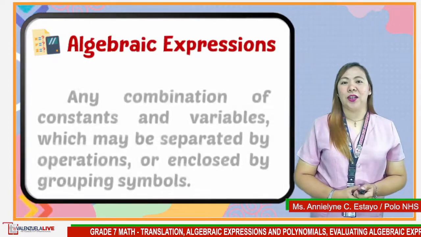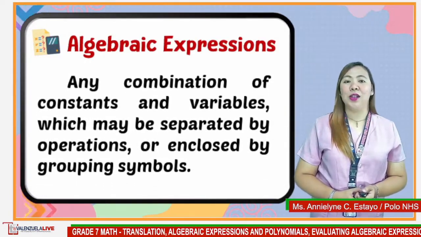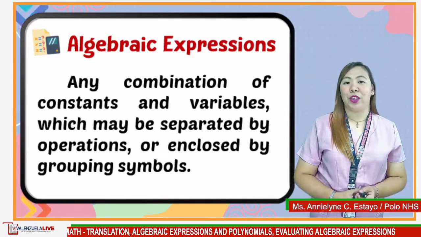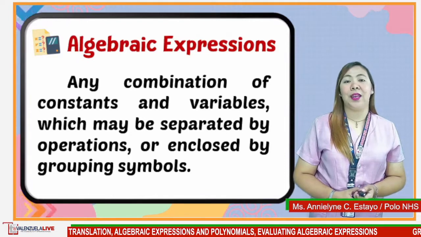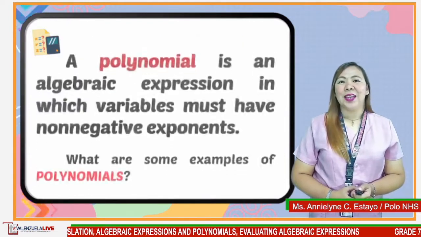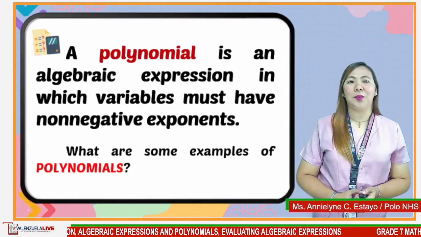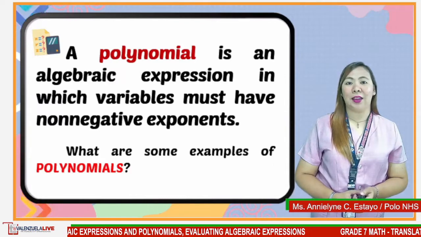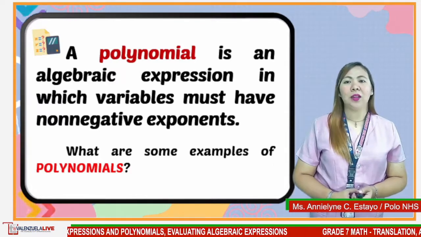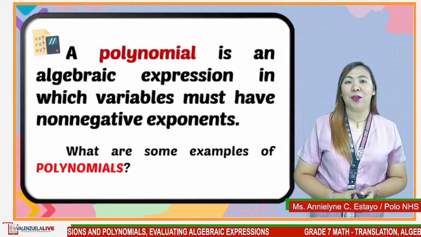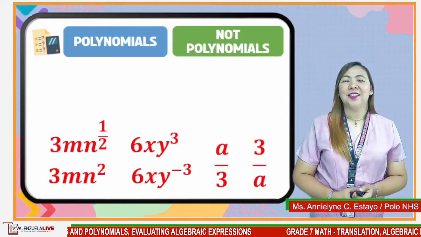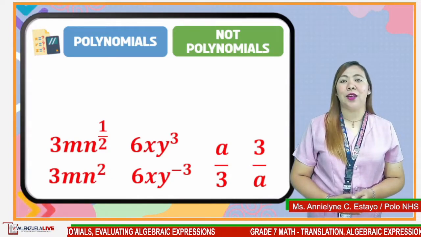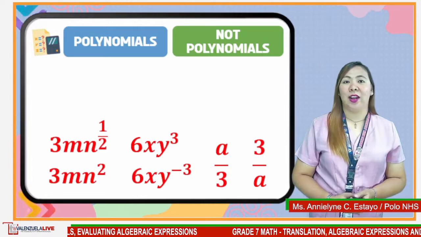An algebraic expression is any combination of constants and variables which may be separated by operations or enclosed by grouping symbols. A polynomial is an algebraic expression in which variables must have non-negative exponents. But what are some examples of polynomials? Take a look at the pool of expressions. Which of the following are polynomials and which are not?